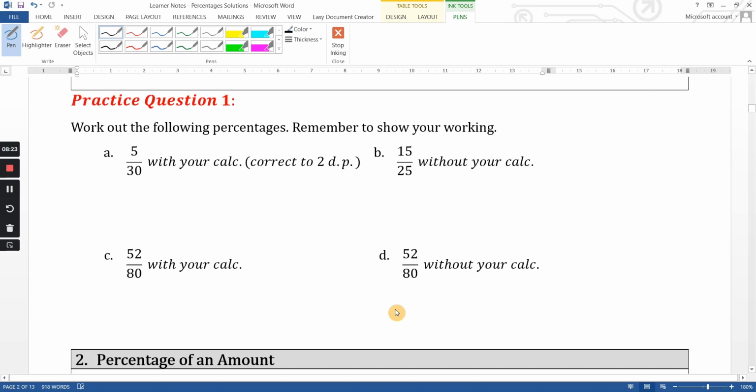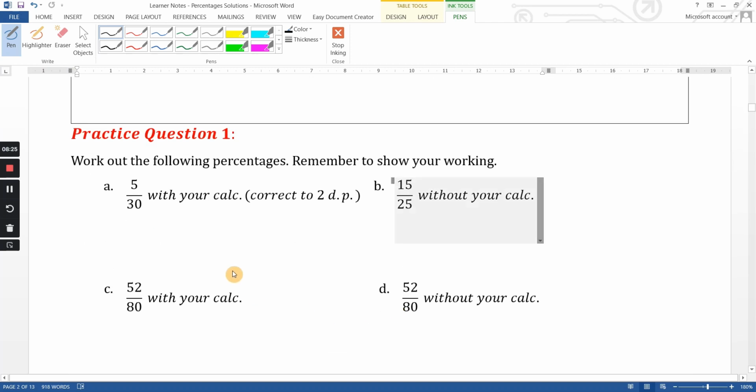Just to practice those then, so there's some practice questions here. Do pause the video, and when you're ready, just unpause it. You'll notice some of them are with and some of them are without the calculators. So definitely do try them with and without your calculator, please. Yeah, just pause it, and when you're ready, unpause it. Let's go through these answers then.